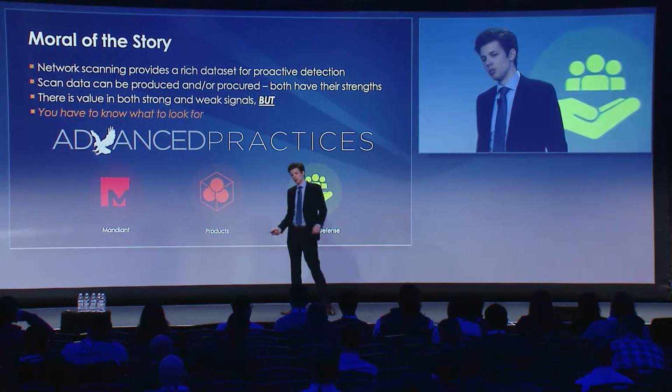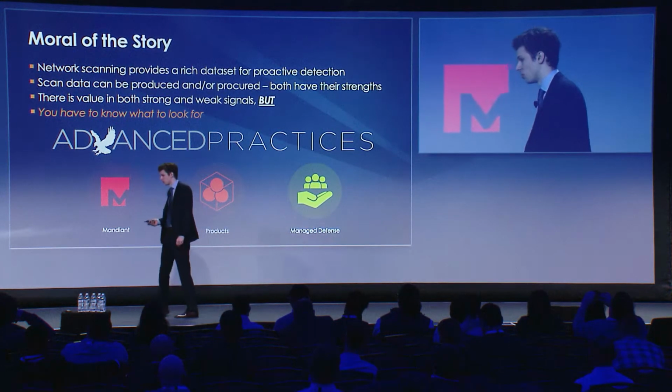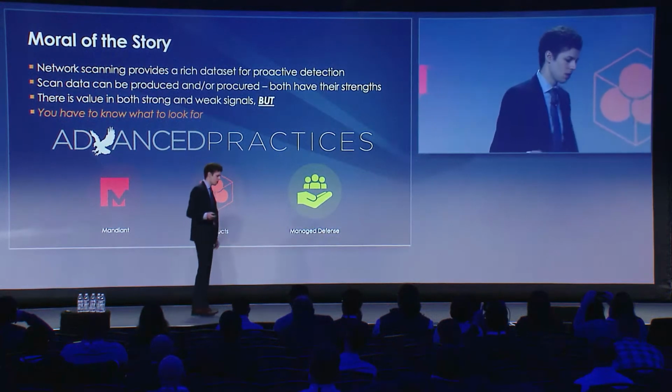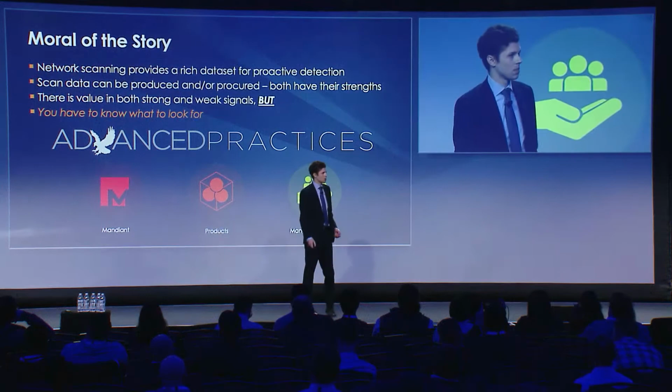So the moral of the story: network scan data is super valuable for proactive detection. You can get it yourself, or you can get it from a third party. And there's value in both strong and weak signals, looking for the things that you know are bad, and looking for the things that you don't even know about yet. But you have to know what to look for.